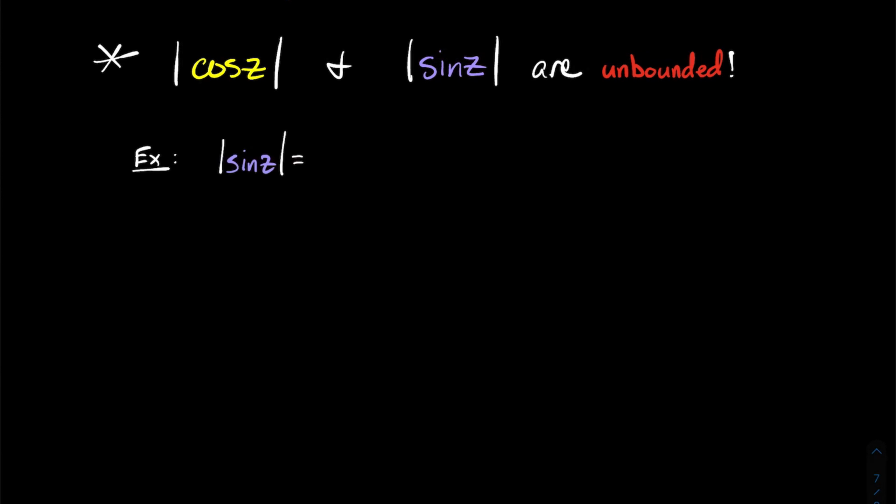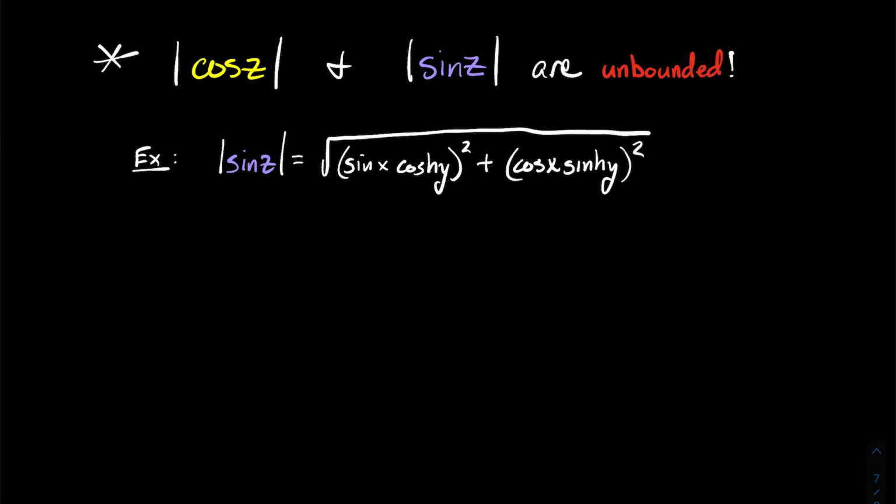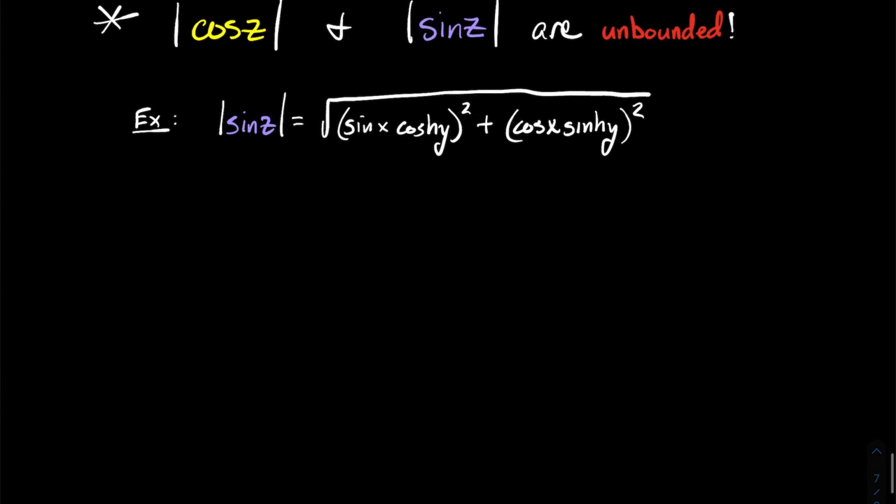If I think about the modulus of sine of z, remember that involves squaring the real and imaginary parts, adding them together, and taking the square root. Your distance from the origin, you think of it that way. So I take the real part of sine of z, which is sine x hyperbolic cosine of y, and I square that, plus the imaginary part of sine of z, which is cosine of x times hyperbolic sine of y, and I square that, and then I take the square root. So I've got a formula for what the modulus of sine of z looks like. I'm saying modulus, it's the same thing as absolute value depending on what book you're reading.